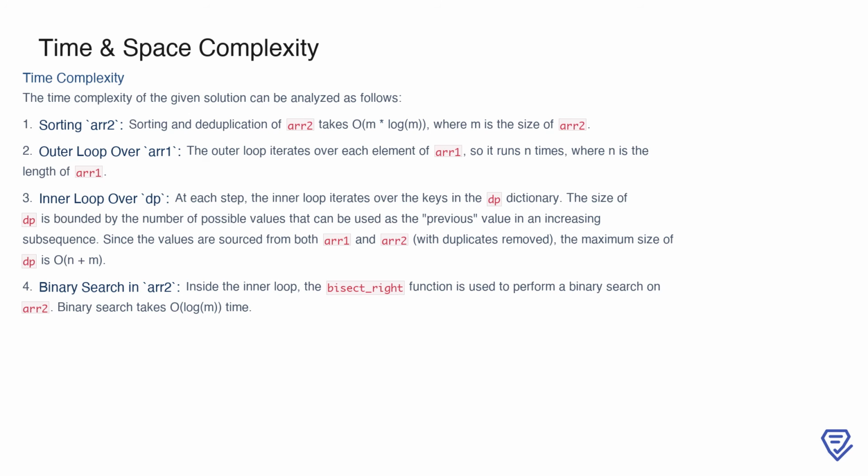Inside the outer loop, there is another loop that iterates over the keys in the dynamic programming dictionary DP. The size of DP is bounded by the unique values from both ARR1 and ARR2, giving it a maximum size of n plus m. Additionally, within the inner loop, we use the bisect_right function to perform a binary search on ARR2. This binary search is efficient and takes log m time. Together, these steps form the building blocks of our time complexity analysis.